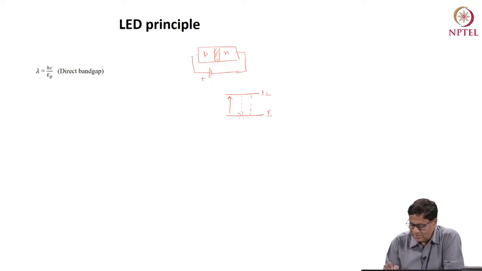So this may result in two types of recombination. One is radiative recombination, which results in light output, and another could be non-radiative recombination, which will not result in any light output.